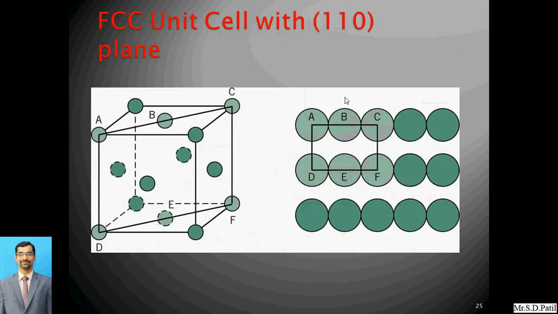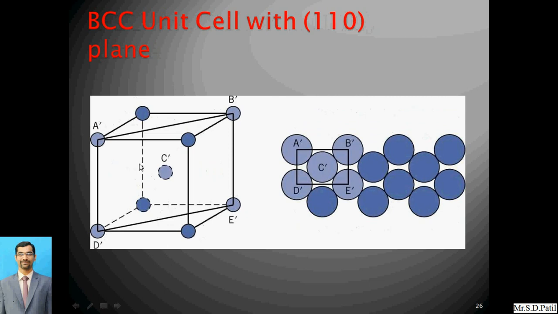So for the FCC cell with a unit of 110 plane, 110 means this is the particular plane: x direction 1, y direction 1, and there is no interception for the z direction. So this will be the plane for the FCC structure. Then for the BCC unit, again 110, the same kind of plane will be there.